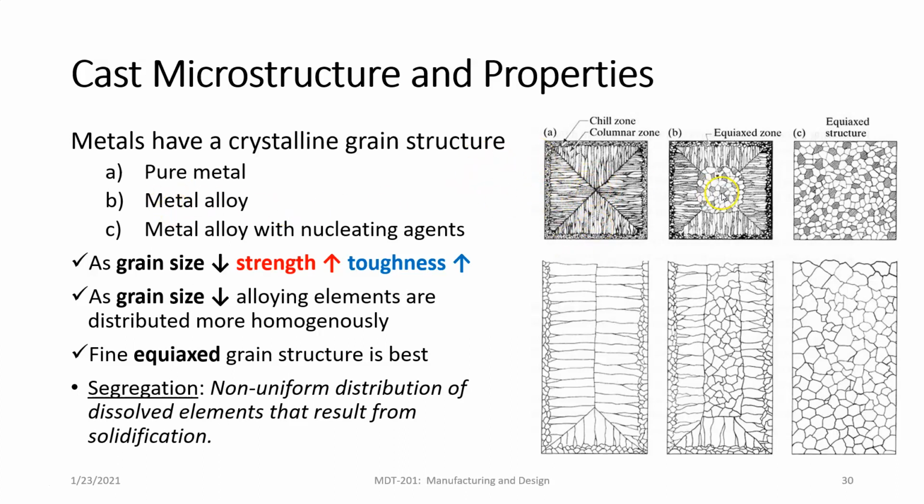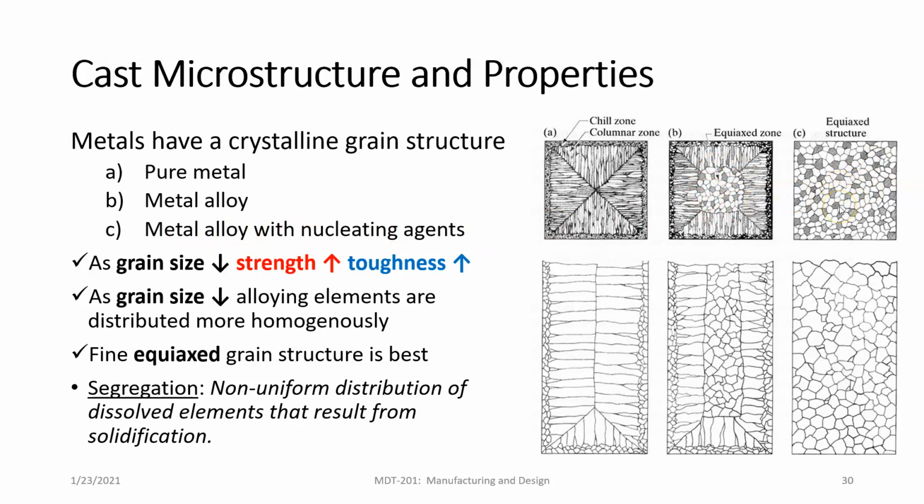The B is the metal alloy. Now notice in the metal alloy here, we kind of have some what looks like pure metal, but then we have this inner area here, which is called the equiax zone, and this is where we start to have some of our alloying agents in there, okay? And then finally, we have the metal alloy with nucleating agents.